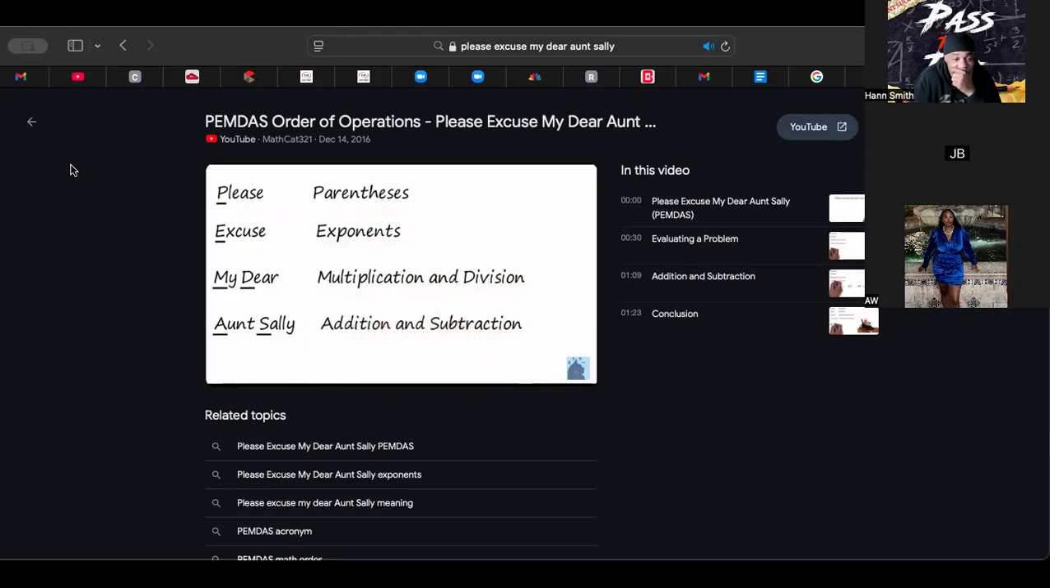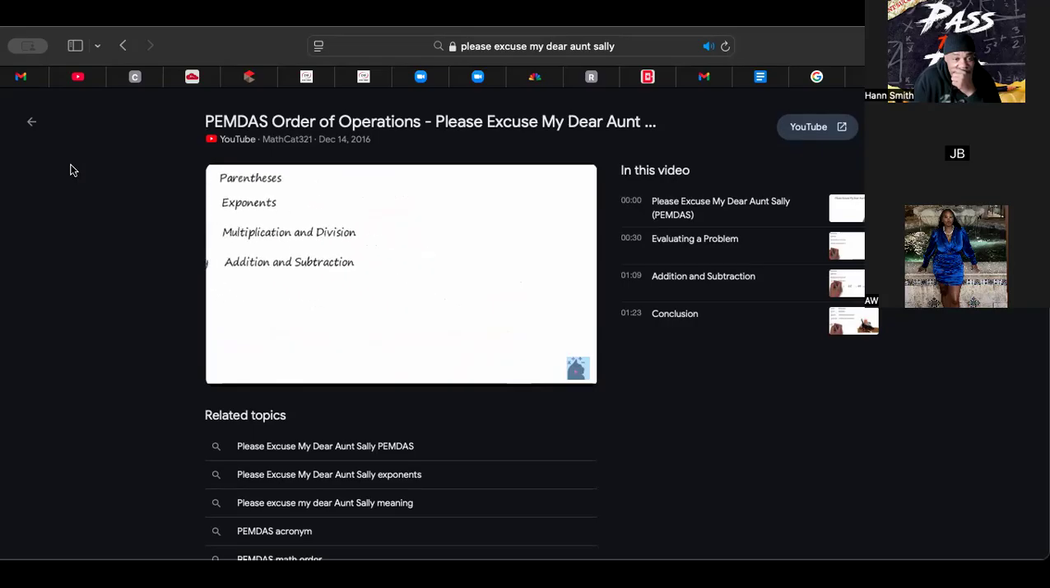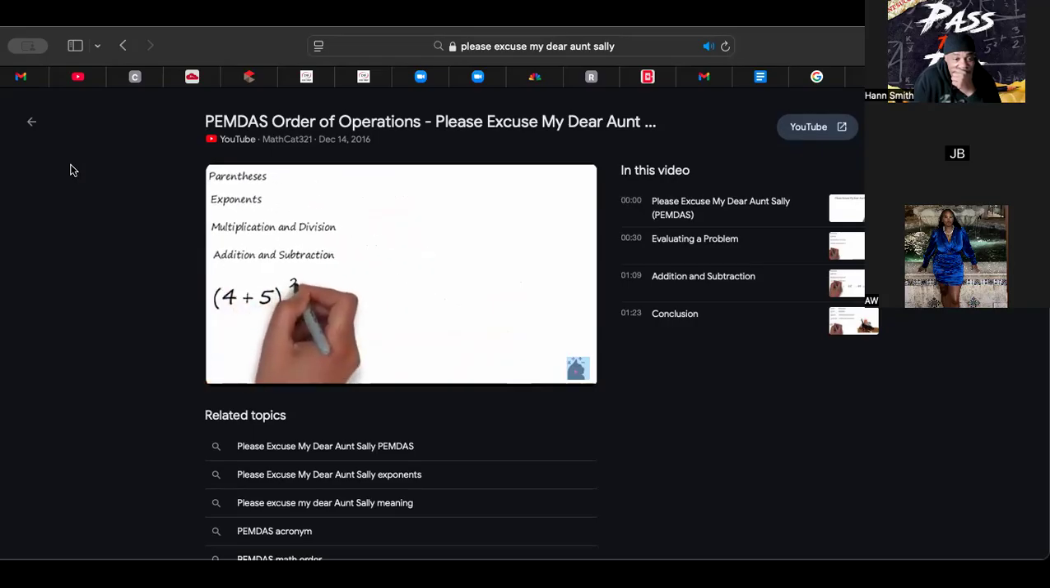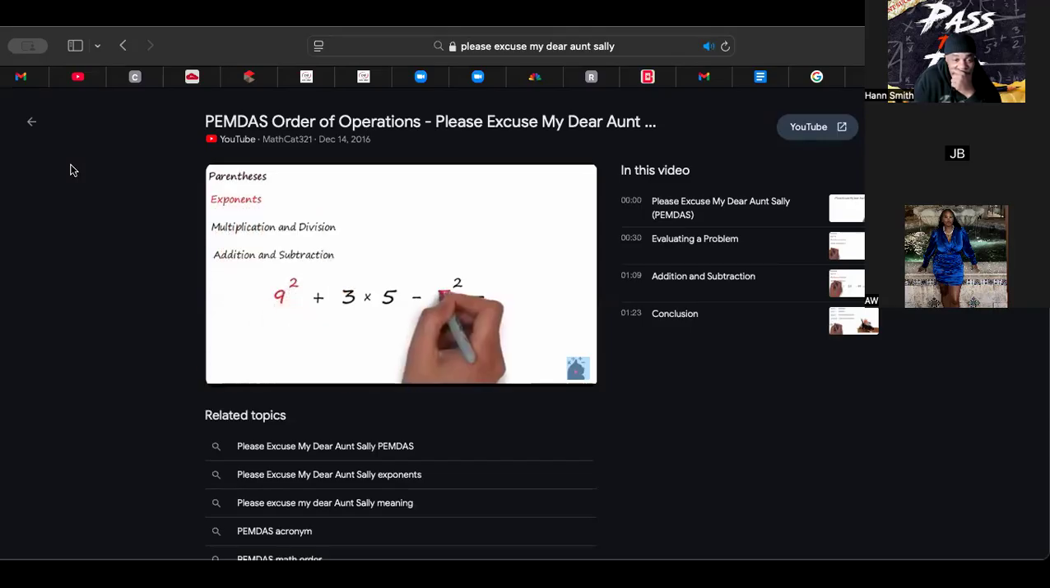Let's look at this now using a real problem of how we evaluate it. The first thing we're going to do is look for anything in parentheses. Well, we have 4 plus 5 in parentheses. So let's evaluate that to be 9. And the next thing we're going to look for are exponents. And we have 2 sets of those. We have 9 squared and 7 squared. So let's evaluate those. 9 squared is 81. 7 squared is 49.